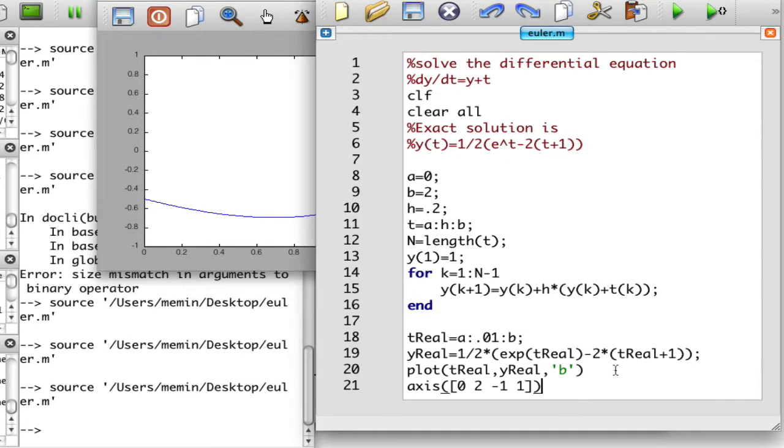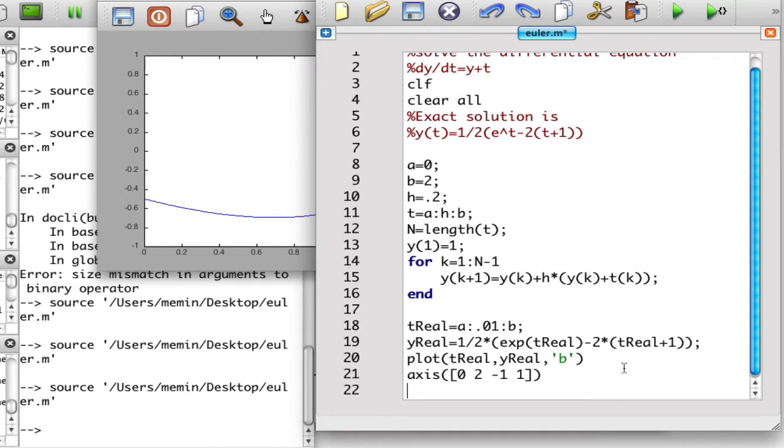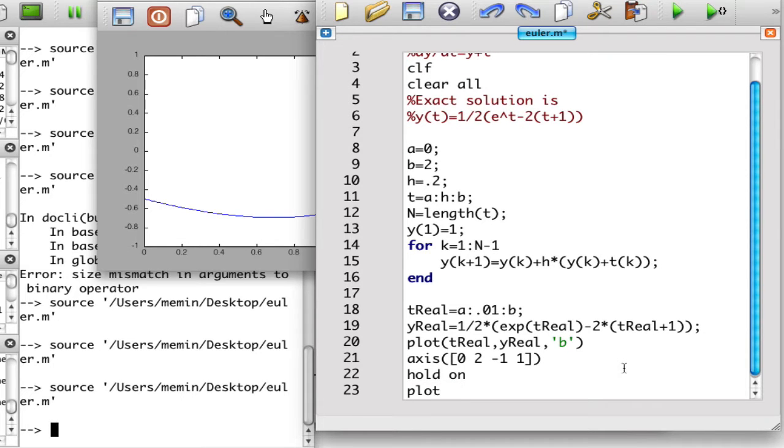And so what I'm going to do is plot the approximated solution on top of it. What you do is you do hold on right there, and then you plot, so it'll superimpose the next plot on top of the first one. So we'll plot t and y, and then let's do red stars. Okay, play.